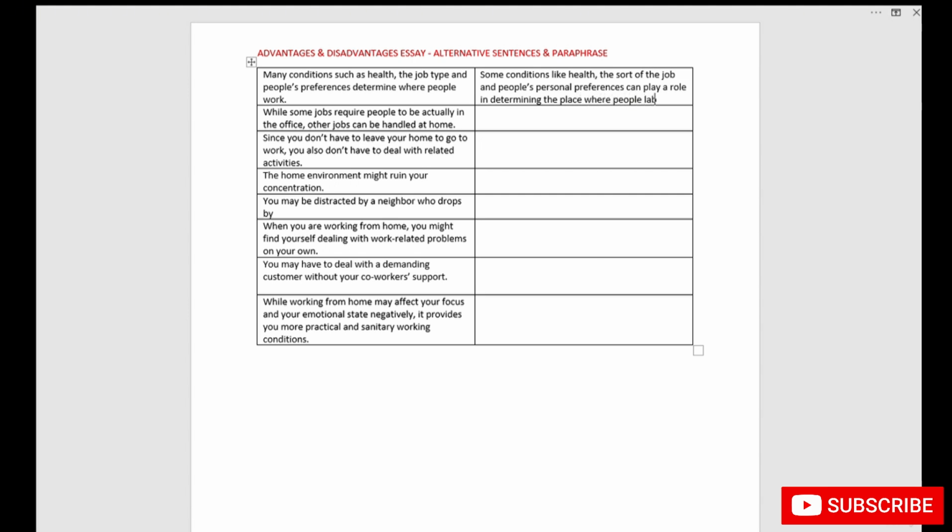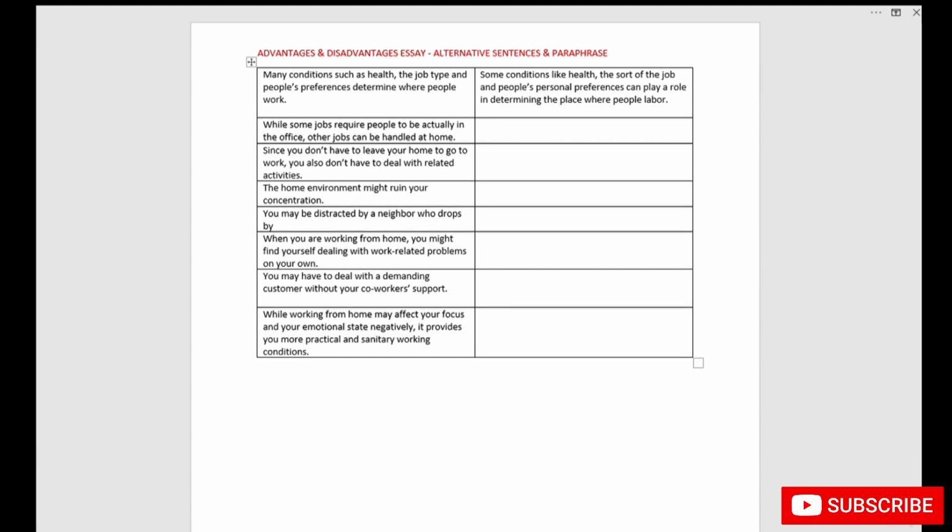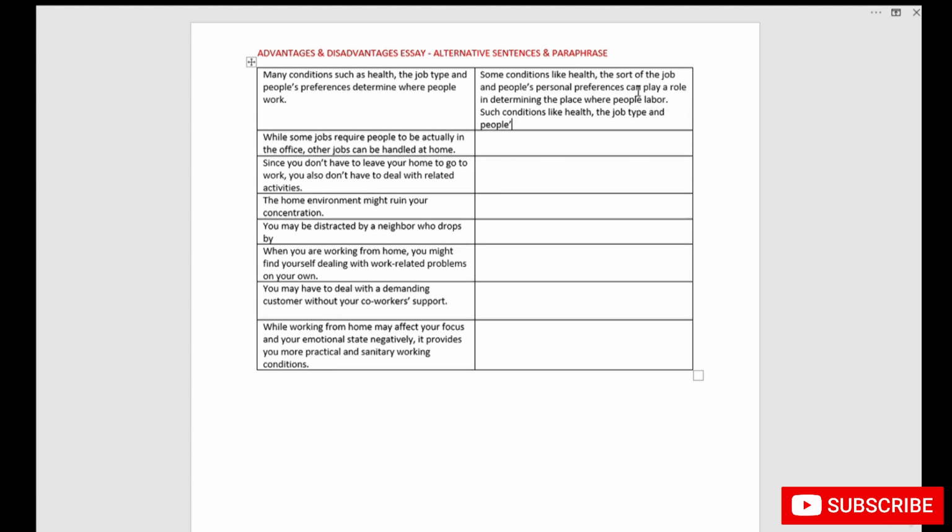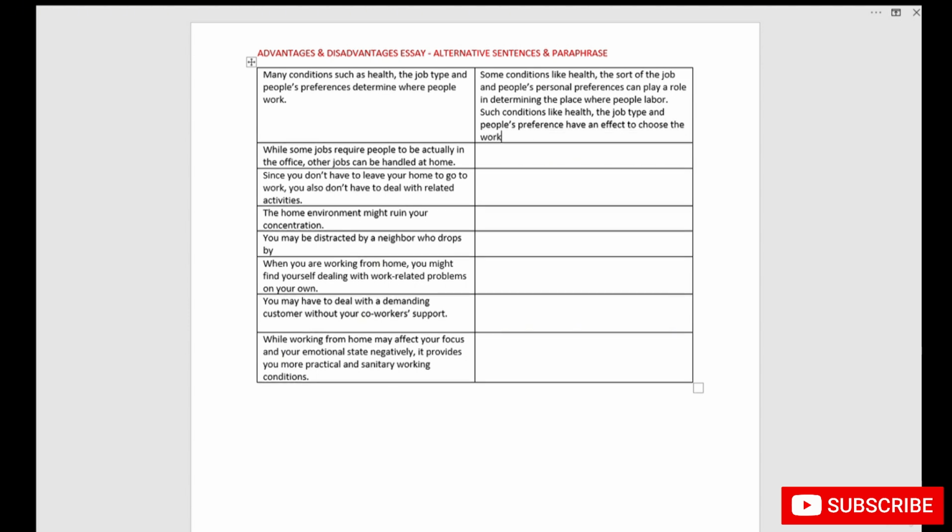people labor. Now, labor is another way of saying working, and play a role is another way of saying it has an effect. Alternatively, we can say such conditions like health, the job type, and people's preferences have an effect to choose the workplace. So instead of saying the place where people labor or the place where people work, we can simply say the workplace. Let's look at the second sentence.